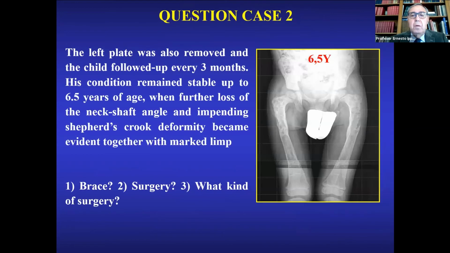The left plate was also removed and the child followed up every 3 months. His condition remained stable up to 6.5 years of age, when further loss of the neck shaft angle and impending Shepherd's crook deformity became evident, together with marked limp.